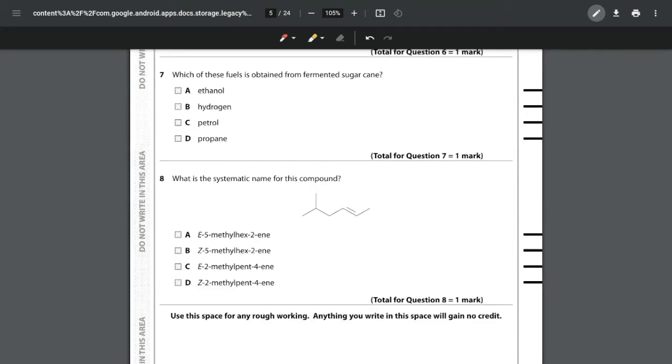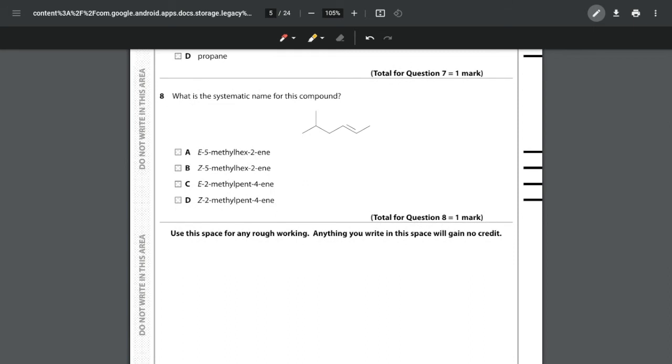For question 7, we're looking at fuels that are obtained from fermented sugarcane. And this one hopefully is a nice easy question that you don't even really need to think about. Fermentation can only form ethanol. So our answer right away, you should be thinking ethanol. Propane and petrol can come from fractional distillation and cracking, and hydrogen can come from cracking as well, whereas ethanol comes from taking the glucose and sugarcane and fermenting it.